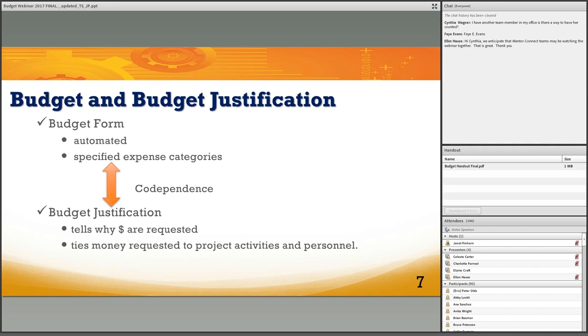The key thing to remember is that your budget should clearly and specifically align with the scope of work of the project. There should be a very clear link between the money being requested and what you were requesting the money to support. The budget and work plan should support one another. In other words, they should be codependent. You will hear me use that word throughout this webinar. Many parts of an NSF proposal are codependent, so correlation and consistency throughout is very important.